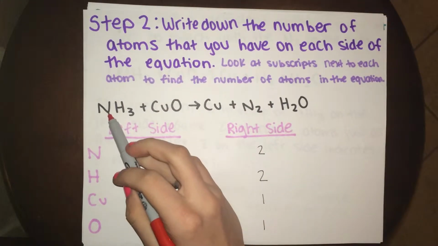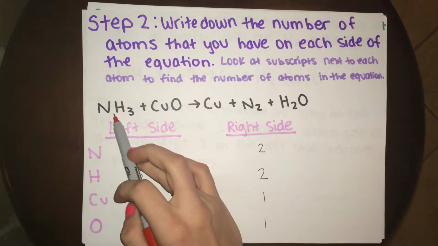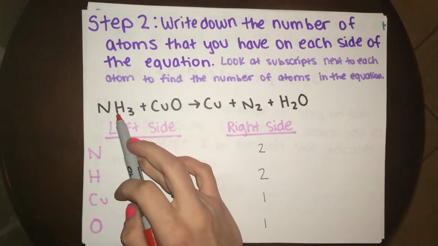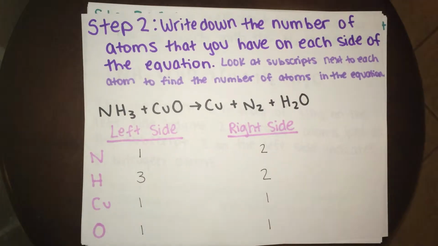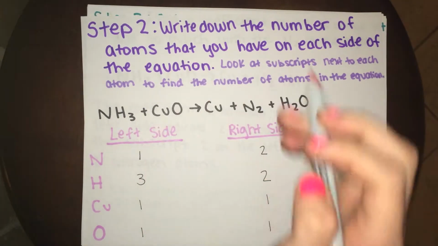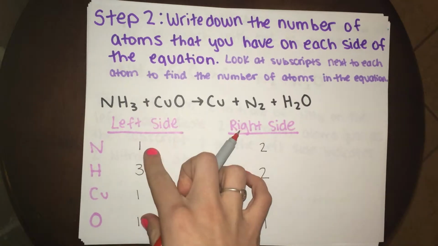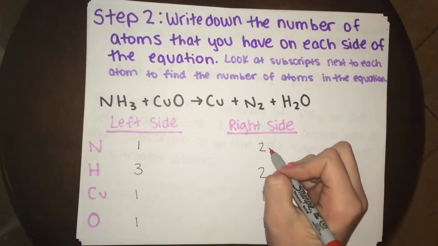First, nitrogen. There's only one nitrogen because there's no subscript. Well, there is a subscript, but it's 1, and it's kind of an invisible one. If no subscript is shown, then it's 1. So there's 1 nitrogen on this side, but on this side there's a 2, so there are 2 nitrogens.